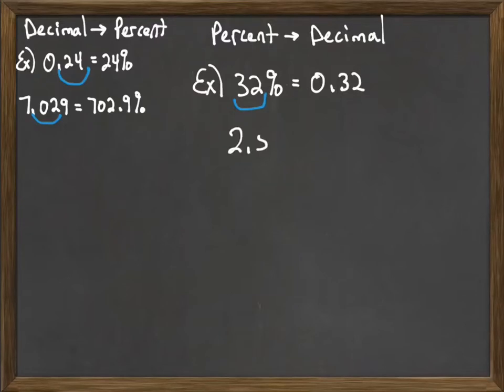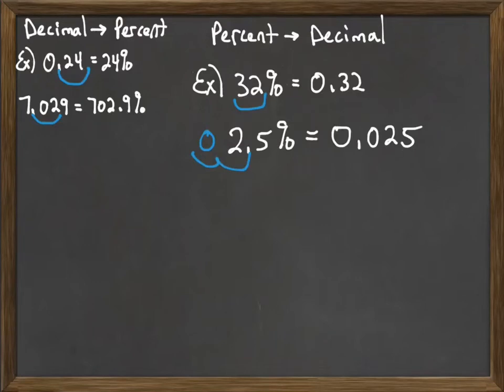Or as another example, consider 2.5%. Again, move it 2 places to make it smaller. That will require adding in a 0 in front. And so then we have the decimal 0.025. So it's pretty straightforward to go from a decimal to a percent or a percent to a decimal.